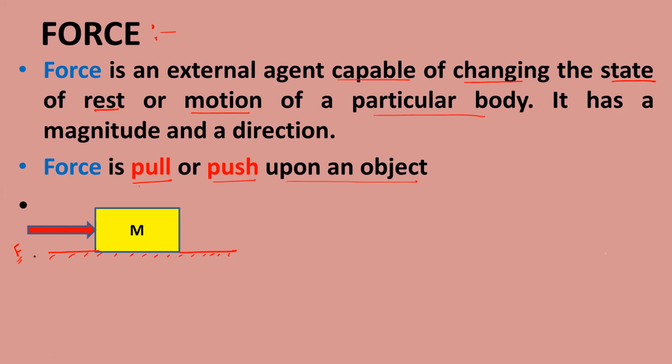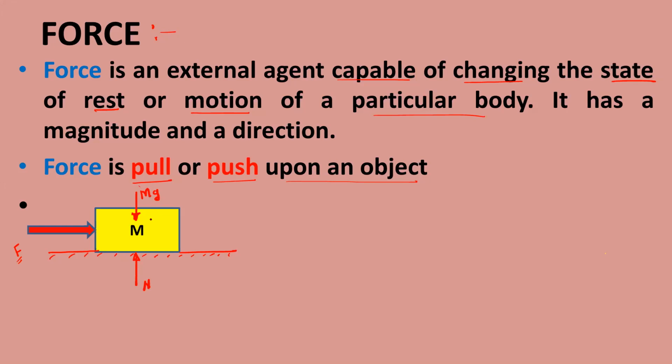There are two more forces. The first is the weight in the downward direction. This is equal to mg, mass into gravitational acceleration. And the second force is the reaction offered by the surface on this object. This reaction is nothing but the normal reaction. We generally write this as N.